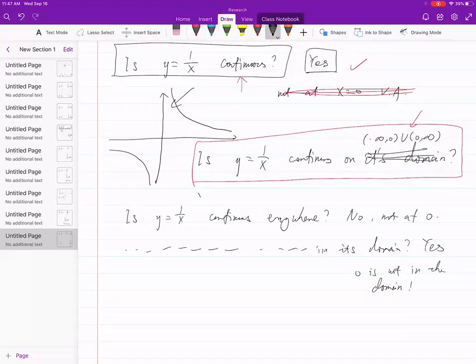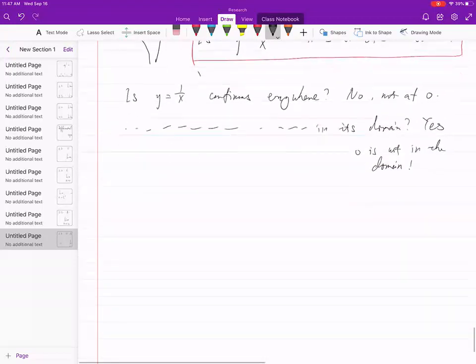Sounds good? Okay, that's some careful terminology. Here comes the third thing. That is interesting. How do you show this one is continuous?